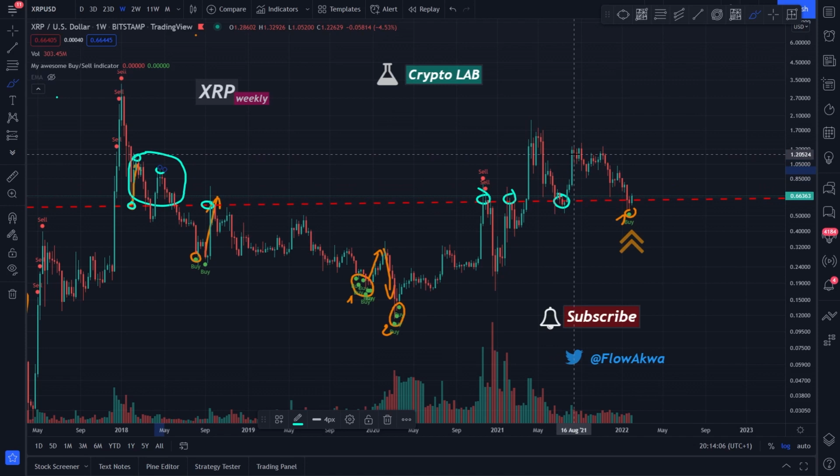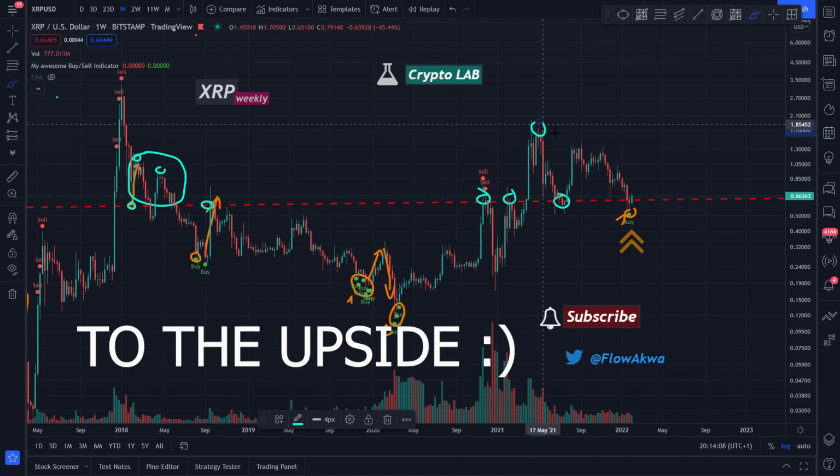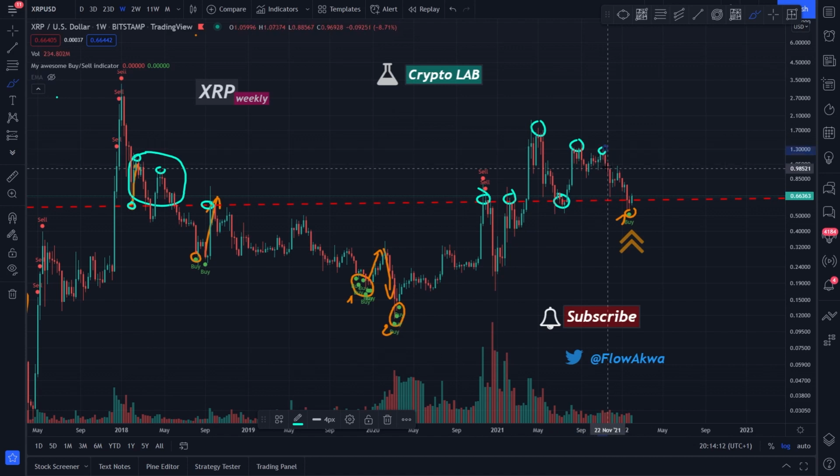We had a strong move to the downside, but we made a lower high, another lower high, and we are retesting the same area again. We don't want to go below the line, guys. We don't want this. We want to see XRP bouncing to the upside. The situation is a little bit different between this, okay, and this here.